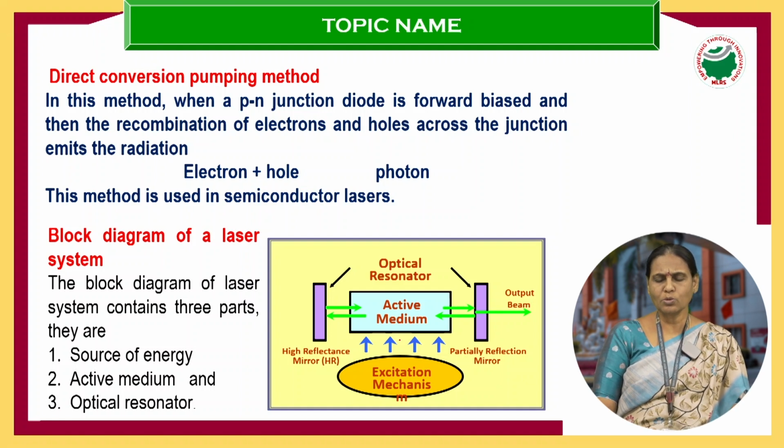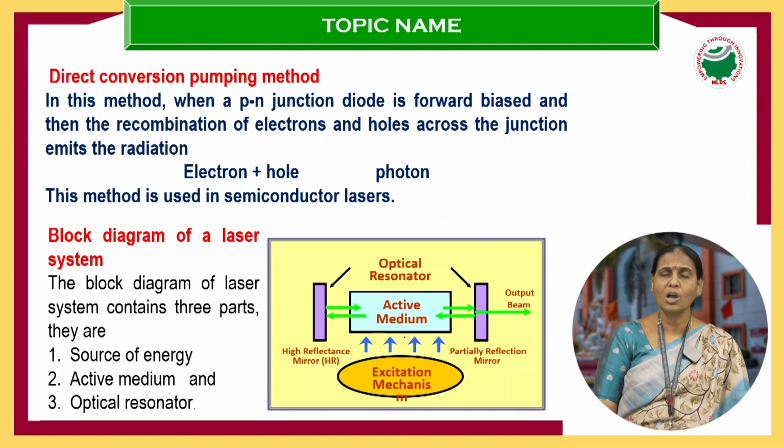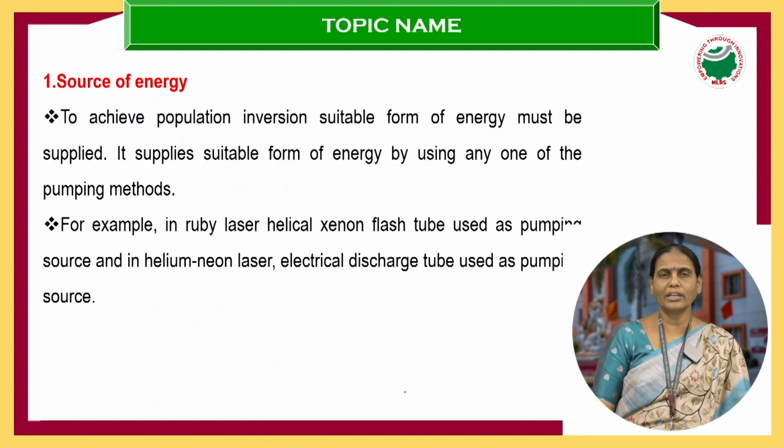Now here, this is excitation mechanism. So for this excitation to produce, we require the source of energy. Either the source of energy may be in form of light source, or it may be in form of voltage source, or it may be in form of photons also. Any type of energy you can take. Now let us explain this one. Source of energy. Why do we require this source of energy?